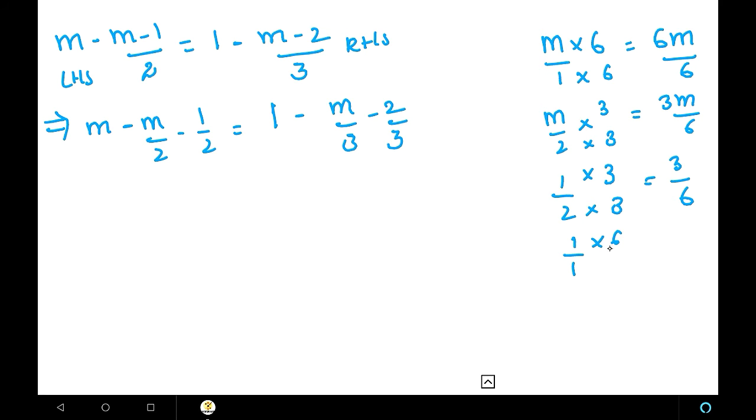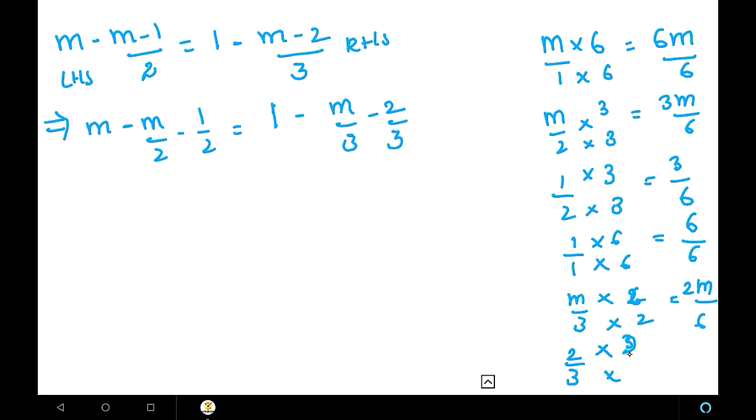1 by 1 into 6 into 6 gives me 6 by 6. m by 3 into 2 into 2 gives me 2m by 6. Here last number, 2 by 3 into 3 into 2, because 2 into 3 is 6, right? Into 2, that gives me 4 by 6. I have got everything in the same denominator, everything 6. So let us substitute these values over here.